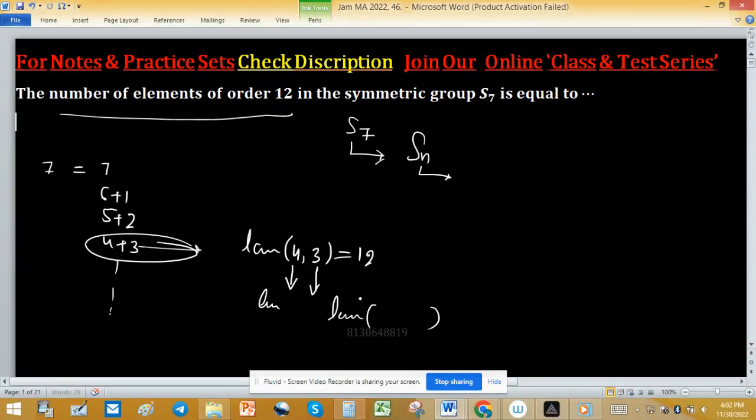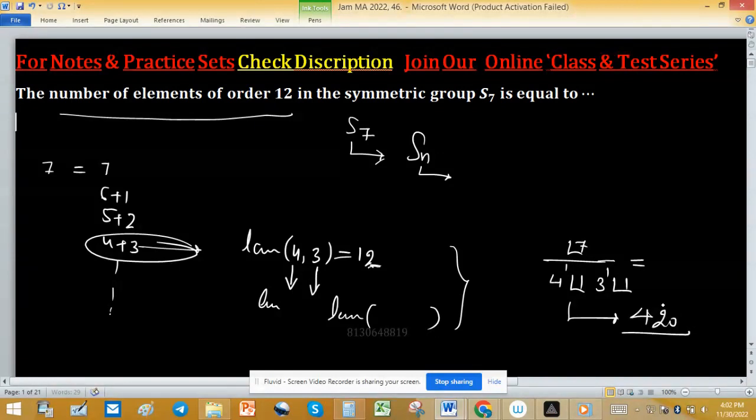Sorry, for the order of a permutation we can find the LCM of the lengths of the disjoint cycles. So only in this case you will have LCM 12. So 4 is repeating once, so 7 factorial upon 4 raised to the power 1 times 1 factorial, and 3 is again only a single time. So solve this expression, you will get 420. So 420 elements of order 12 will exist in S7.